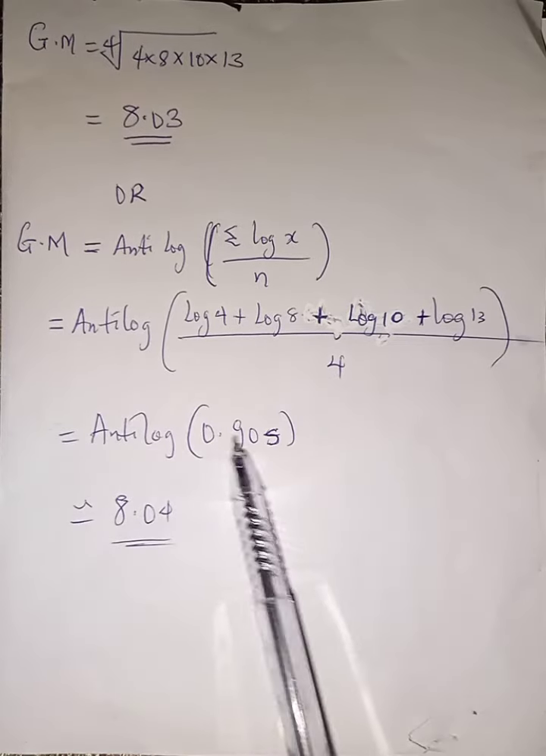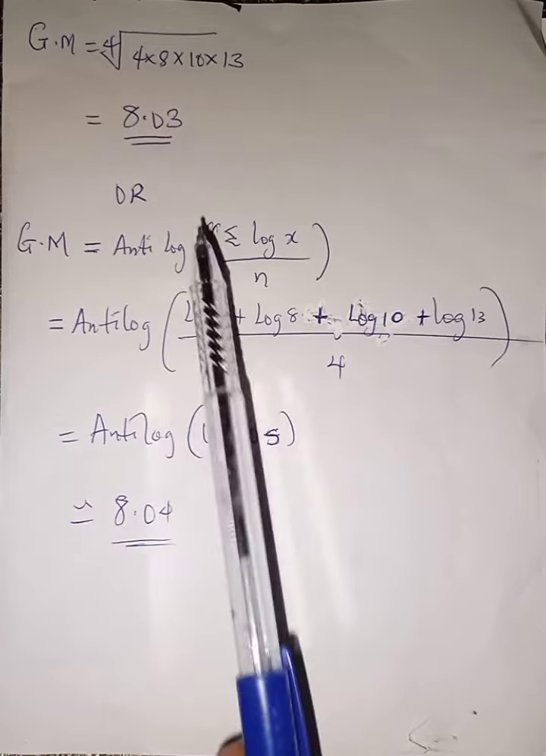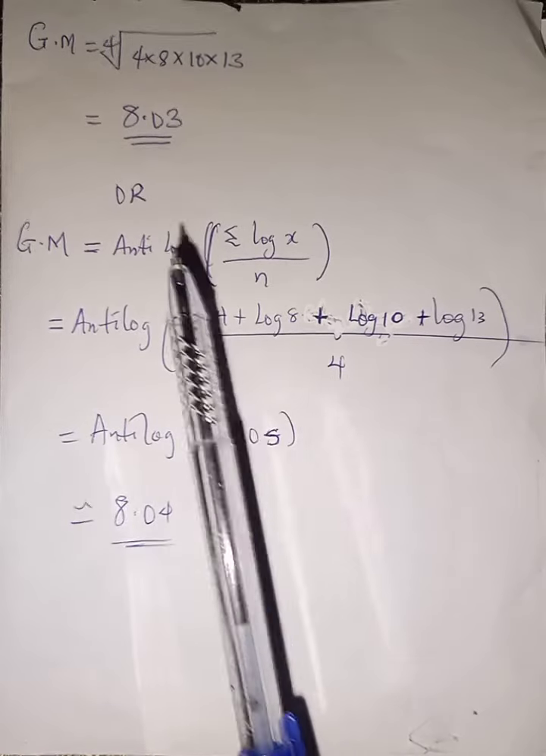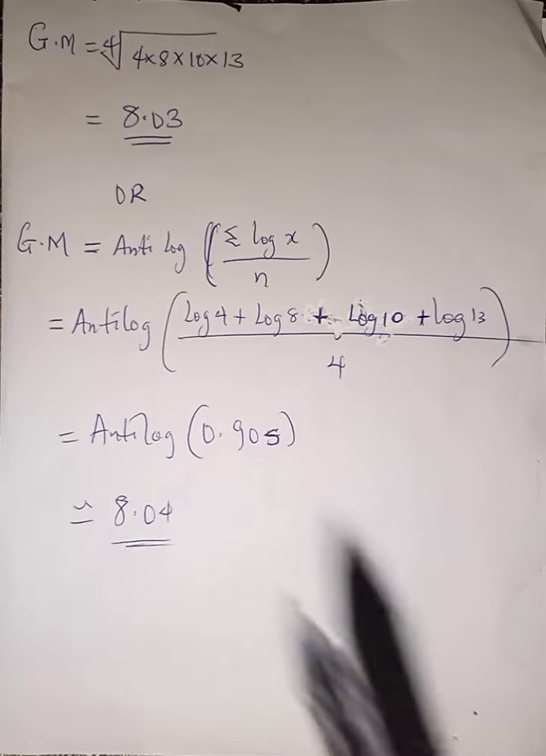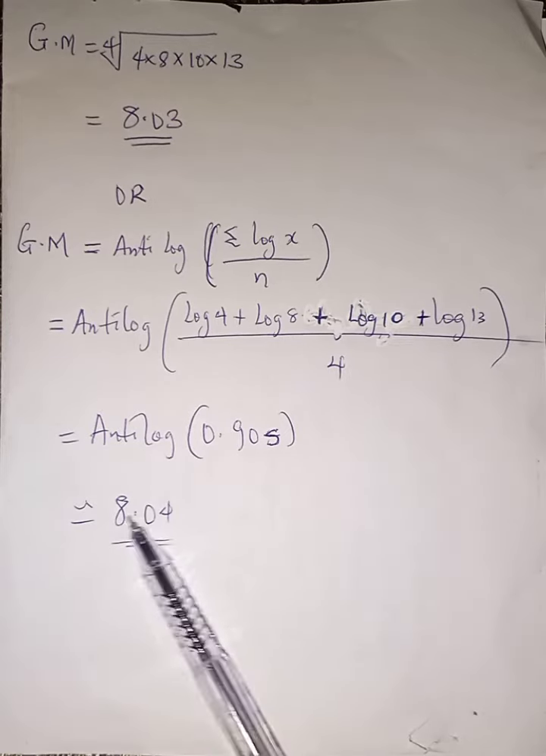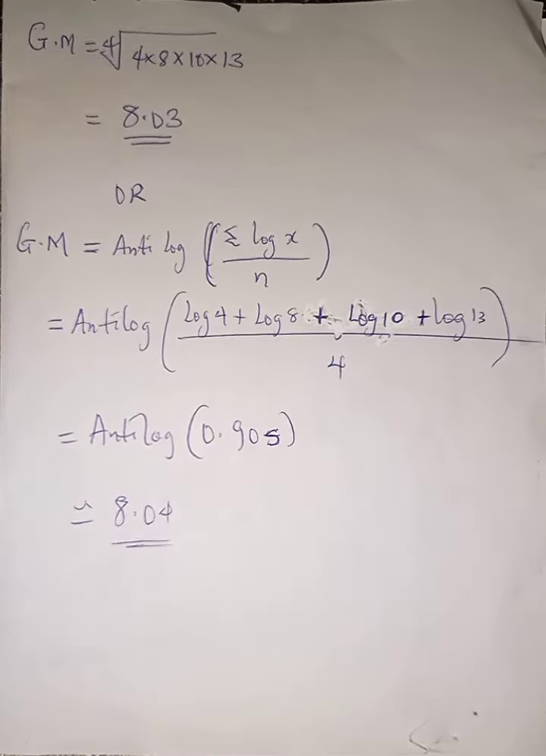So the anti-log of 0.905 is just both of them; this and the first one was just from an approximation error. So this one is 8.04, then the other one is 8.03. So that's what you're still going to have. Now let's look at more questions from this arithmetic, geometric, and harmonic mean.